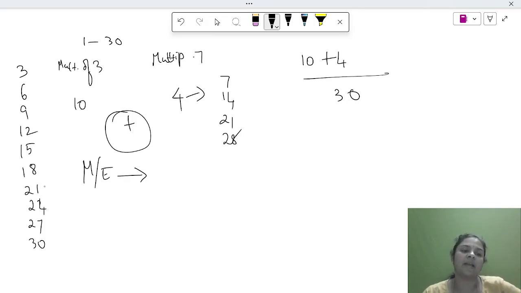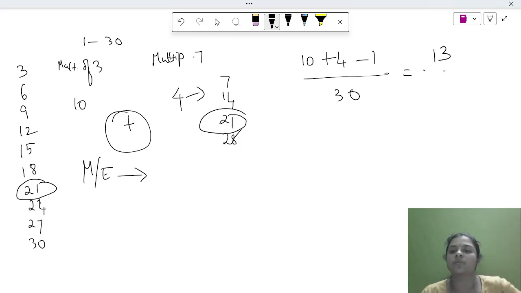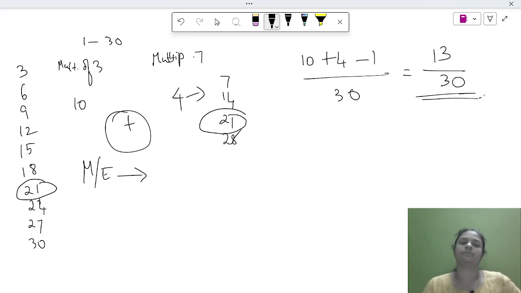Now here, where is a common value appearing? 21 is appearing as common. So I need to remove that one common item, minus 1. So the answer is 10 plus 4, 14, minus 1, 13 by 30. Whenever you have an OR condition based question, check for mutually exclusive values. Clear?